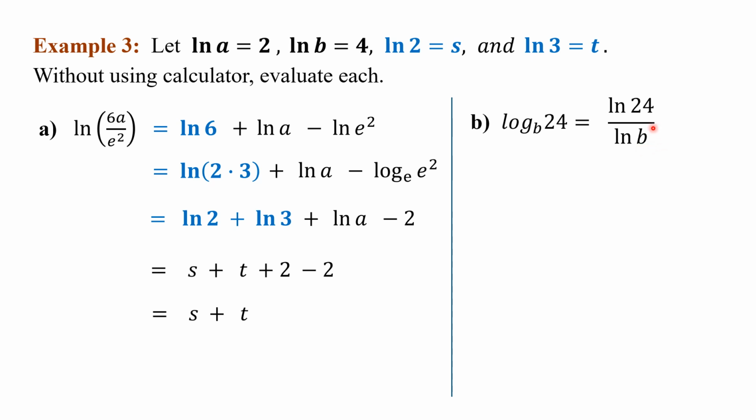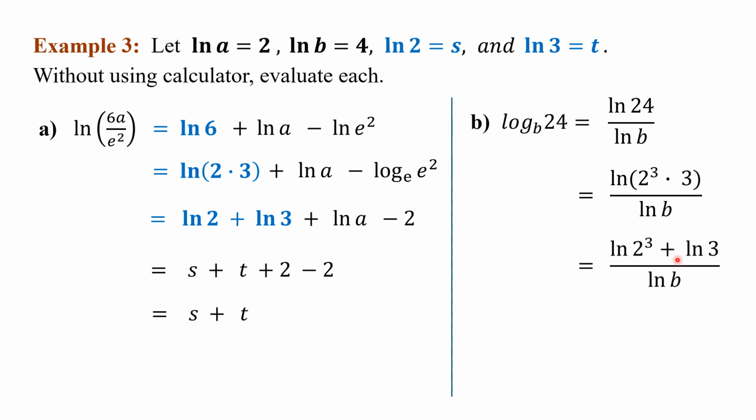Then this ln b, we can directly substitute as 4, but for this ln 24, we have to factor 24, just like what we did with 6, which we put as 2 times 3. So we factor 24 as 2 cubed times 3, because 2 cubed is 8, times 3 is 24. After that, we can apply a property here. This is ln of a product, and we can make it a sum like this.